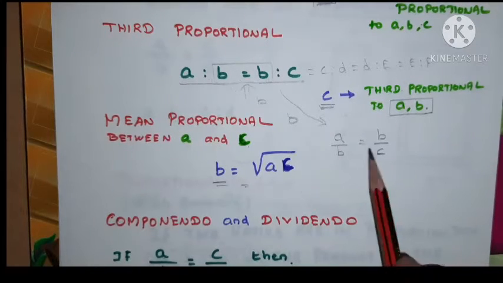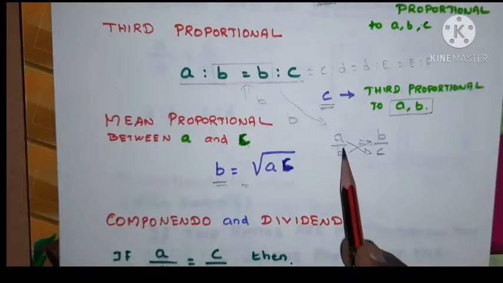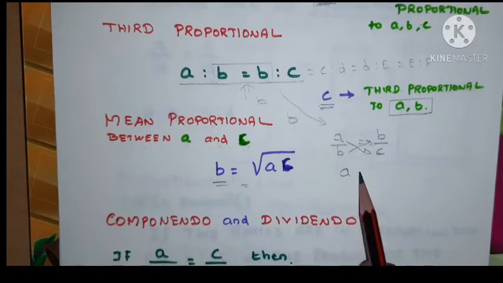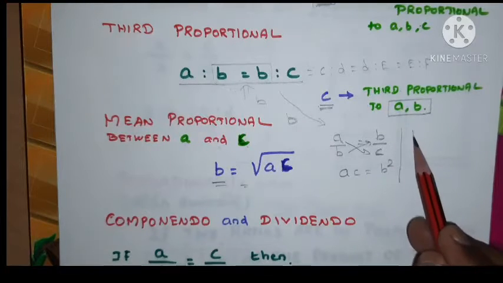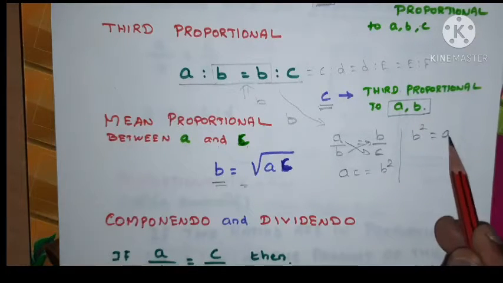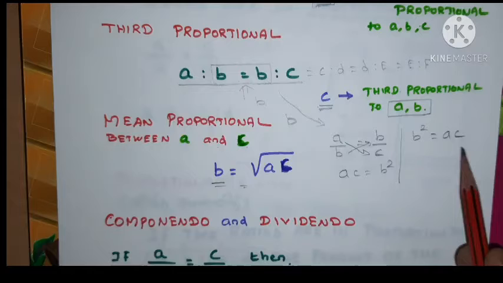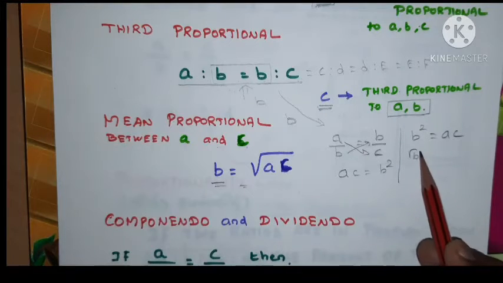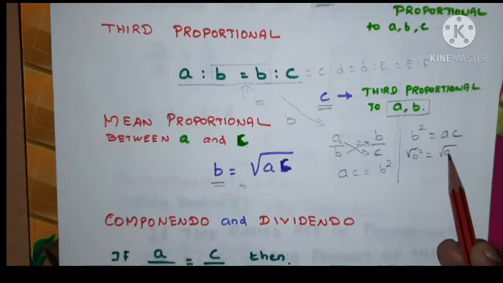Now we can apply the cross product rule here also. So A into C is AC, which is equal to B into B, which is B square. In other words, B square is equal to A into C. Now look, here there is a square, there no square. If I want to remove the square, I have to take the square root on both sides. So the square root of B square is equal to the square root of AC.